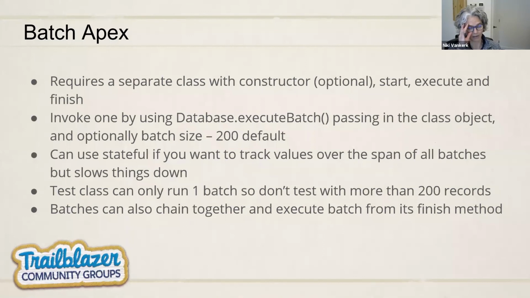You can't go higher than 200, I'm pretty sure. There is a way that you can add this item called stateful, where the batch sort of remembers, it keeps a state of what's going on through all the executions of your batches. And you can track values, like maybe a total opportunity amount of all time. As you're going through batches of opportunities, you're adding to that total amount in each batch. And then at the finish, you now have a total of all your batches.